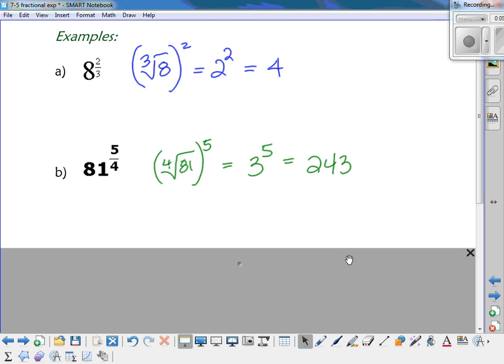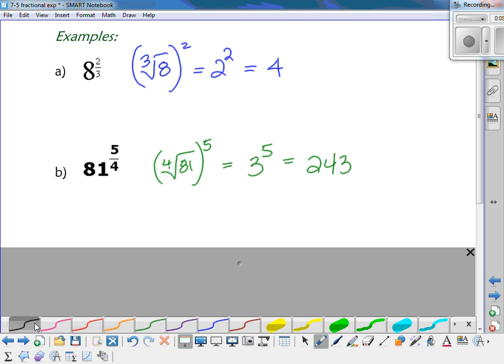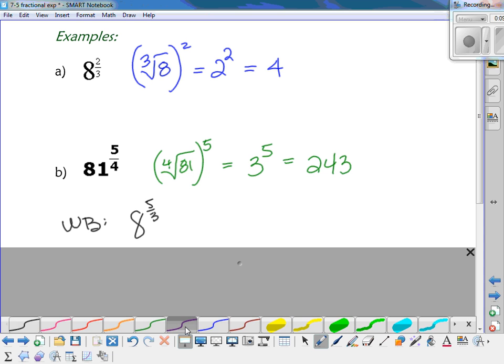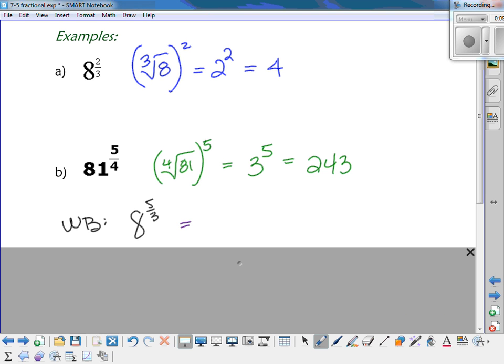Okay, so on your whiteboards, I'm going to have you do 8 to the 5/3 power. Okay, so I'm taking the third root of 8 and I'm raising it to the 5th power. 2 to the 5th, 32.